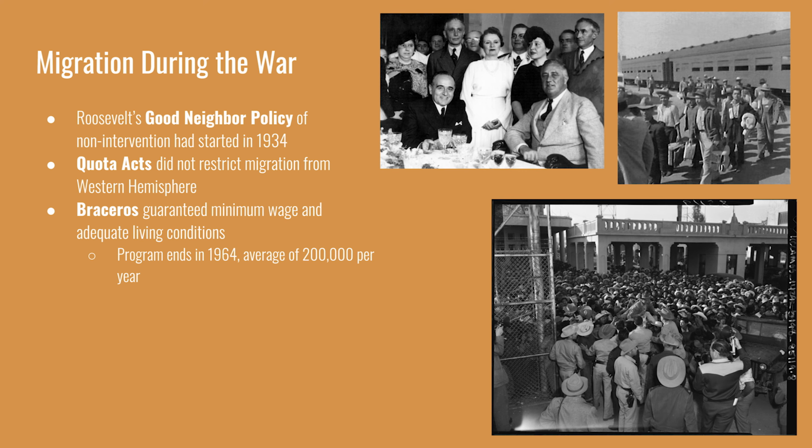The U.S. government also tried to alleviate the labor shortage by encouraging Mexican laborers to come to the U.S. under the Bracero program. The word bracero is the Spanish word for laborer. The program started in 1942 and guaranteed braceros a minimum wage and adequate living conditions. It brought an average of 200,000 workers every year to the U.S. The program continues beyond World War II and is formally ended in 1964 before the next overhaul of the immigration policy is implemented.